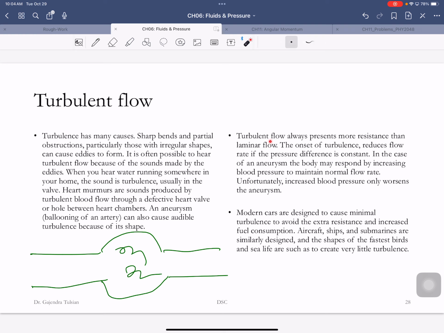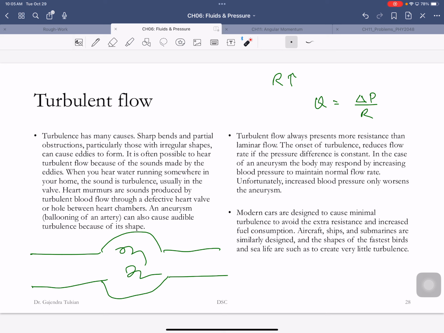Turbulent flow always presents more resistance. Whenever there's turbulence, resistance increases and flow rate decreases. In the case of an aneurysm, because the resistance increases due to turbulence, the flow rate has decreased, and so the body increases pressure. The body may respond by increasing blood pressure to maintain normal flow rate.